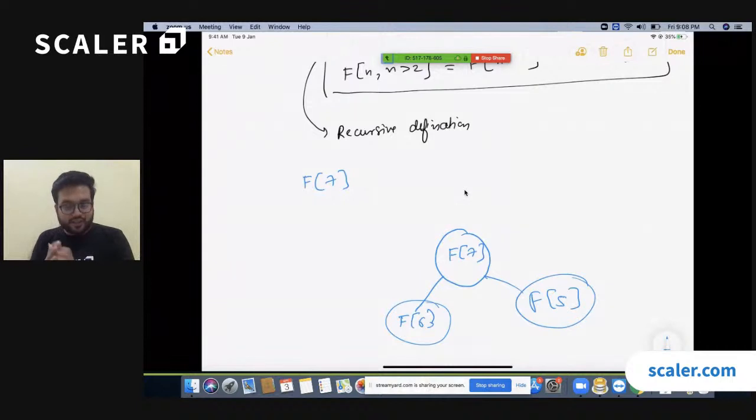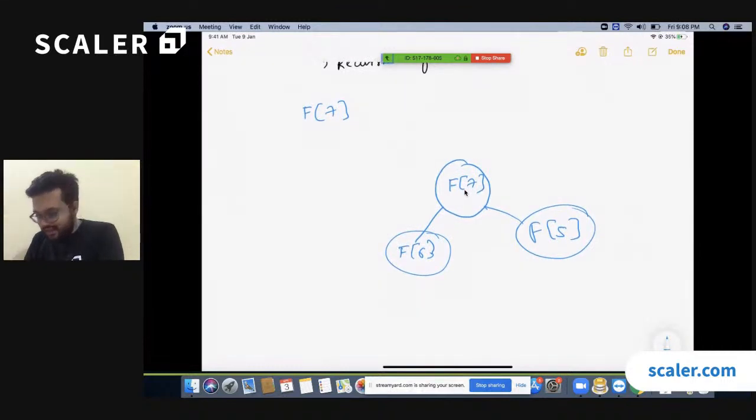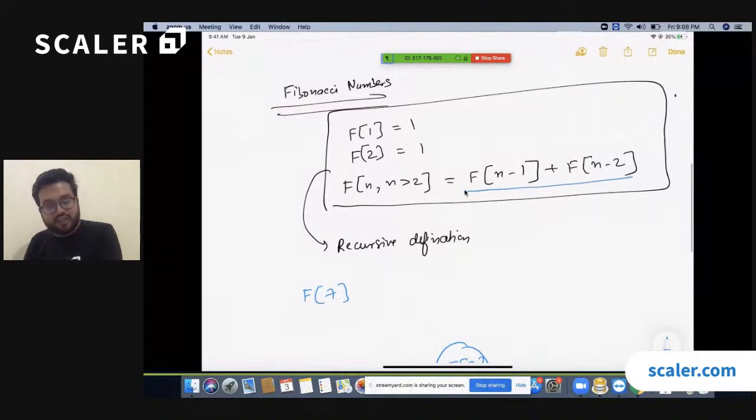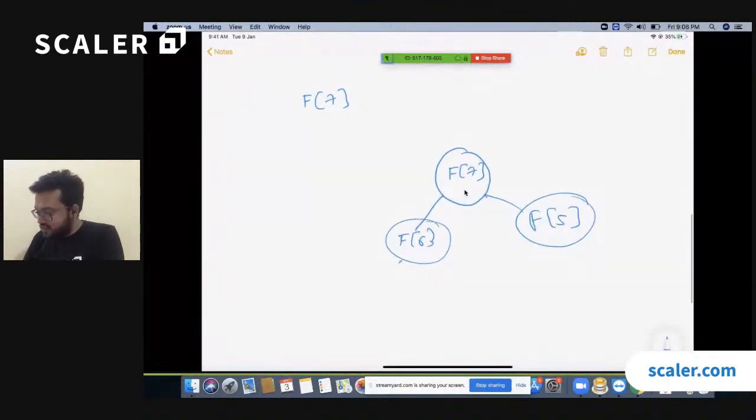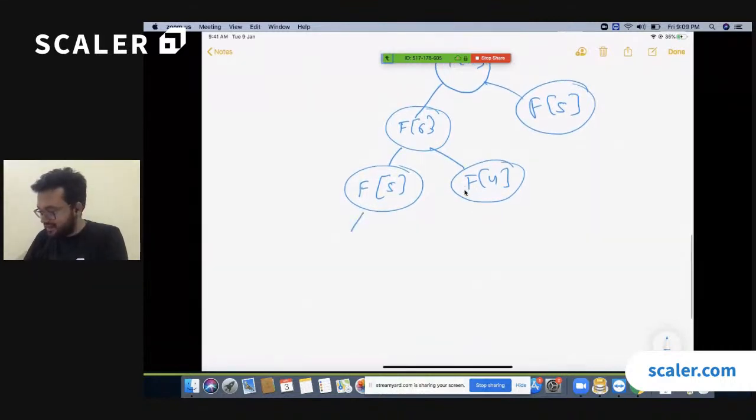I hope this is crystal clear to everybody, that this is just a recursive definition. Now, we do not know what F6 is, and F6 can again be computed using the same definition by saying that F6 is nothing but F5 plus F4. You can keep on drawing this tree, and now F5 can be represented by, let's say, F4 and F3.